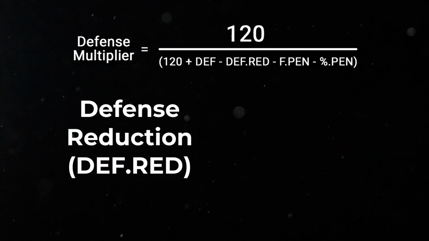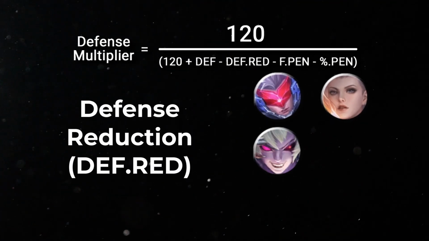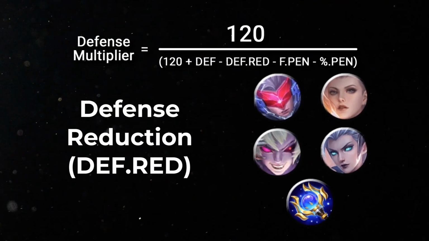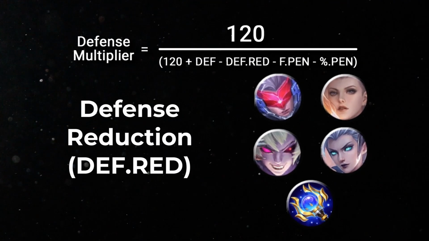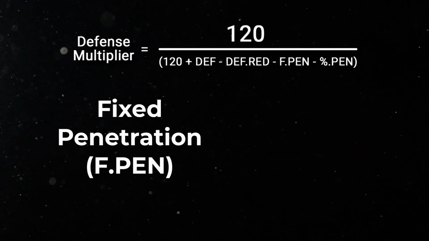Second, we have defense reduction. Defense reduction effects are mostly from hero skills, such as Saber and Sylvanas passives, or Dyrroth's and Eudora's skills. Genius Wand is the only item in the game so far that has a defense reduction effect. Third and fourth, we have fixed and percentage penetration.